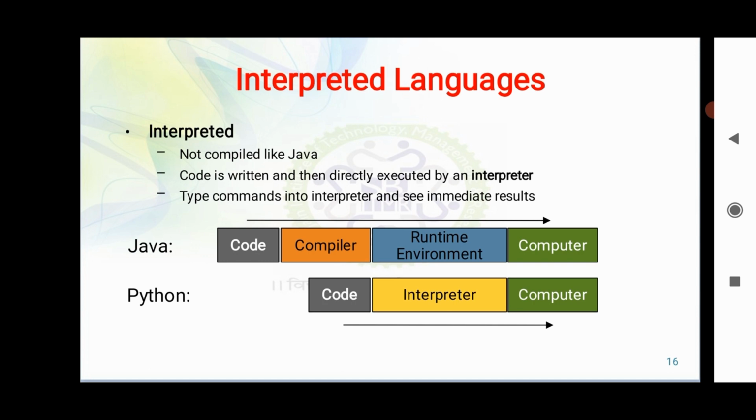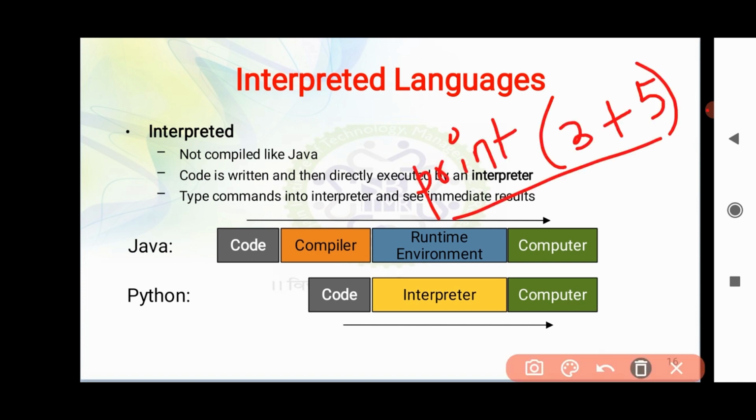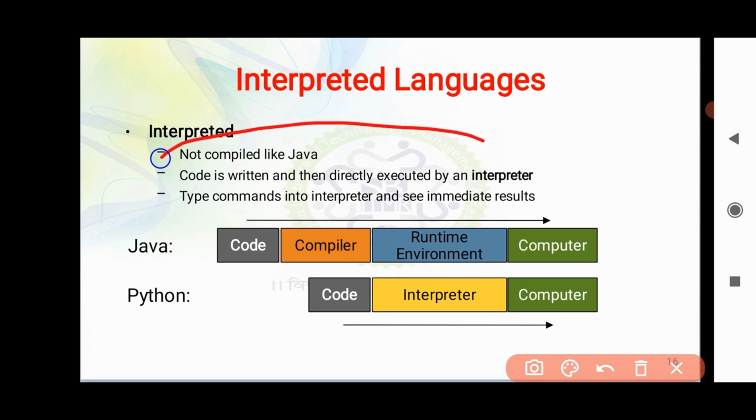Python is interpreted because it does not get compiled as in Java. The code is written and then directly executed by an interpreter, and you can type commands into the interpreter and see immediate results. Because of these three things, Python can be called an interpreted language. Now see the difference here: for Java they have given an execution plan, and even for Python. It cannot be called an execution plan; rather, it can be called an execution environment.